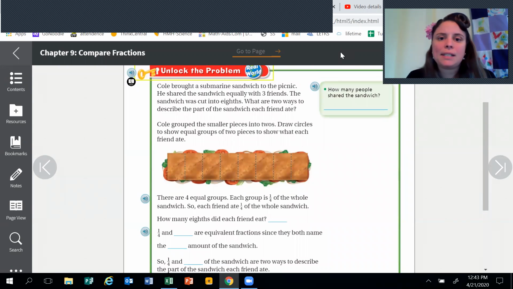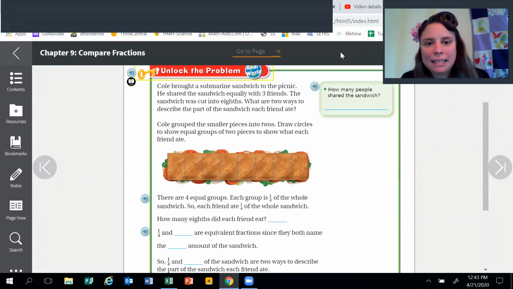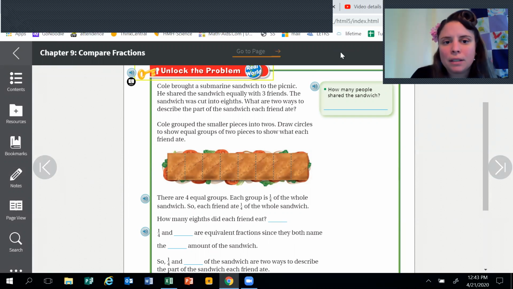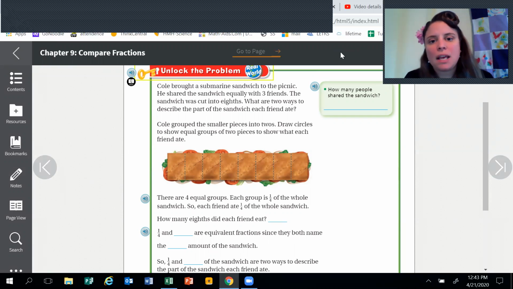Cole brought a submarine sandwich to the picnic. He shared the sandwich equally among 3 friends. The sandwich was cut into eighths. What are 2 ways to describe the part of the sandwich that each friend ate? Cole grouped the smaller pieces into 2s. Draw circles to show equal groups of 2 pieces to show what each friend ate.